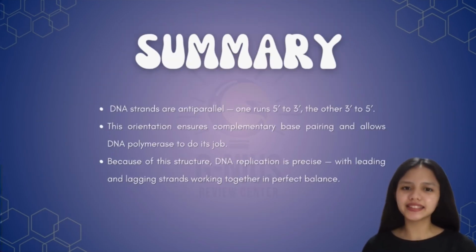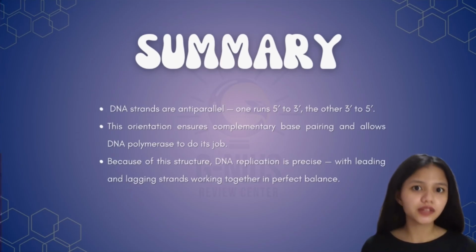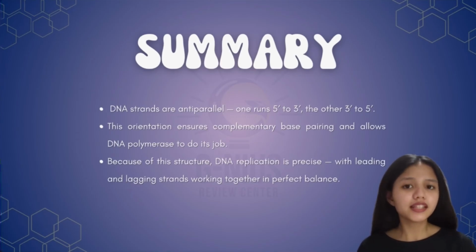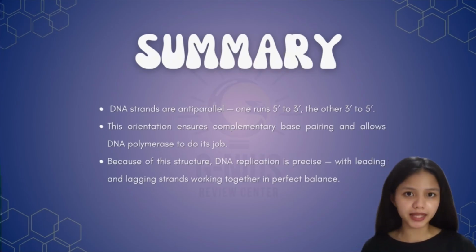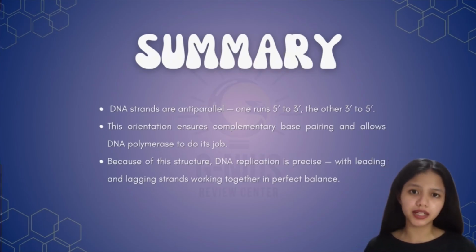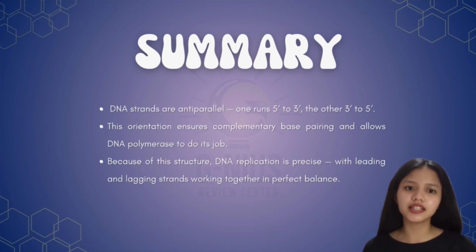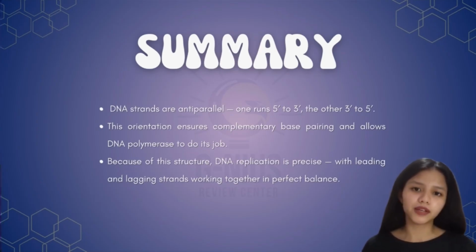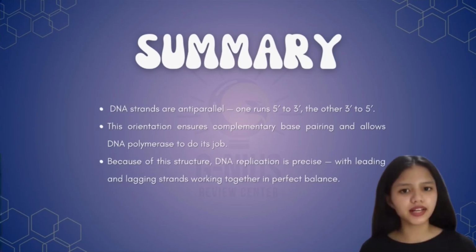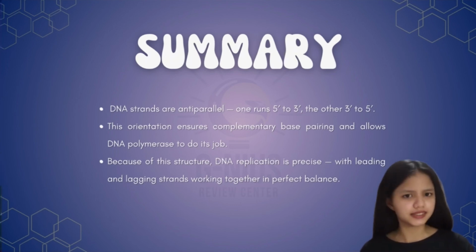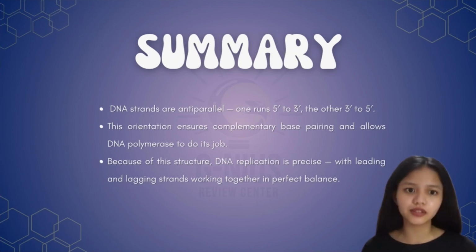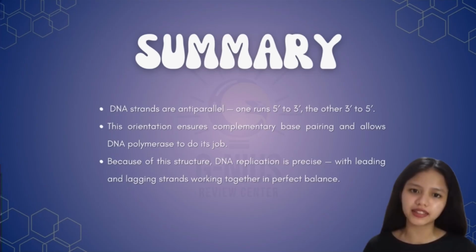DNA strands are anti-parallel. One runs from 5' to 3' and the other from 3' to 5'. This orientation ensures complementary base pairing and allows DNA polymerase to do its job. Because of this structure, DNA replication is precise, with leading and lagging strands working together in perfect balance. Anti-parallel strands aren't just a detail in DNA's design. They are the foundation of how life replicates itself accurately from generation after generation.